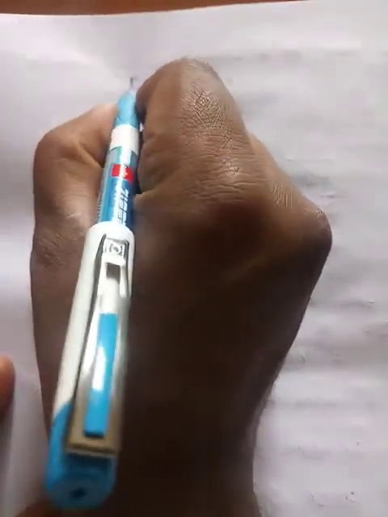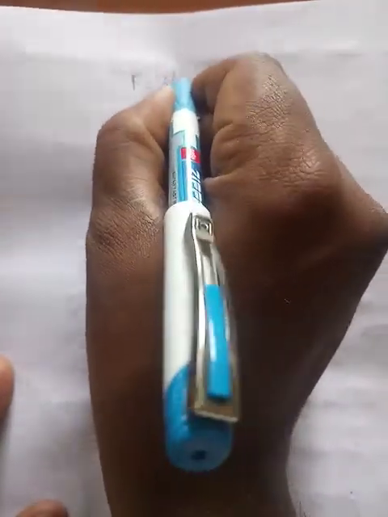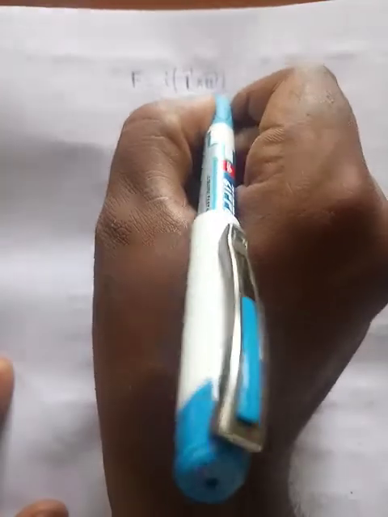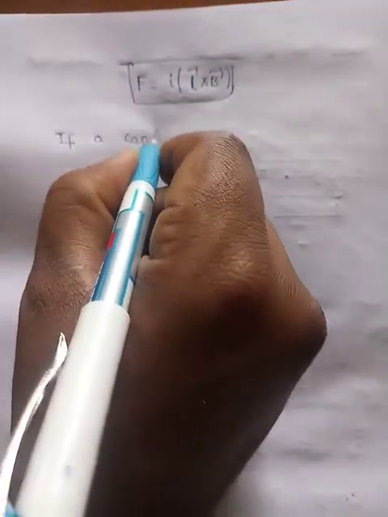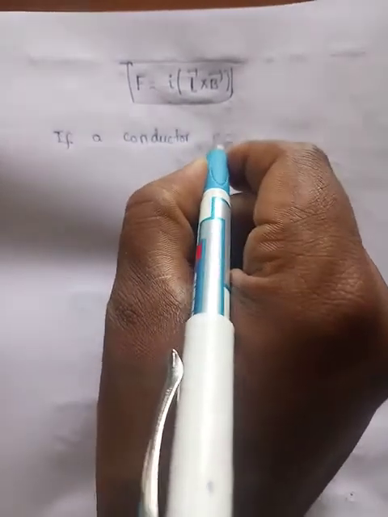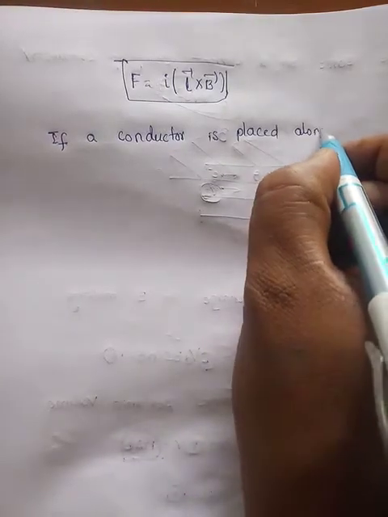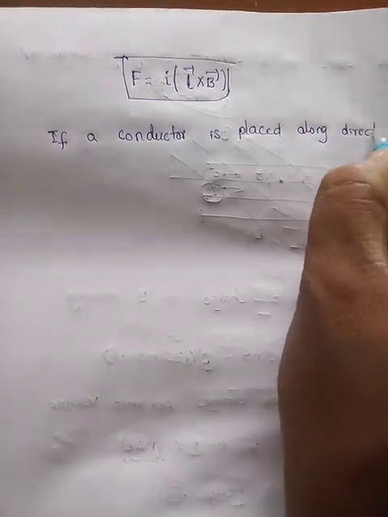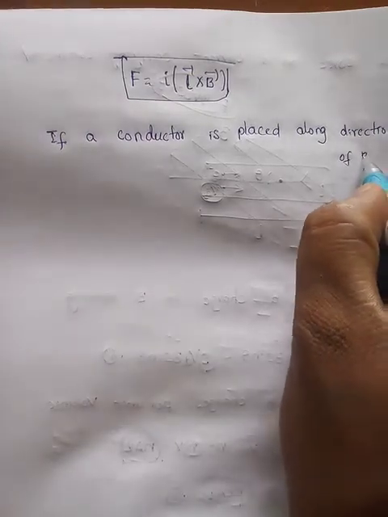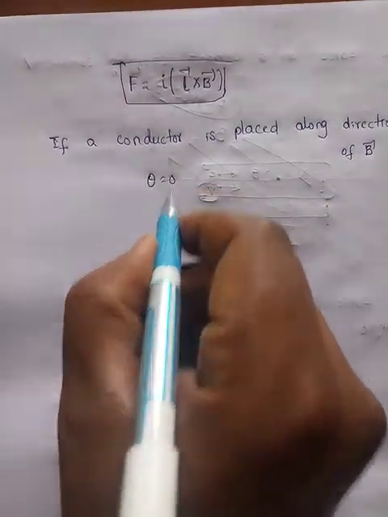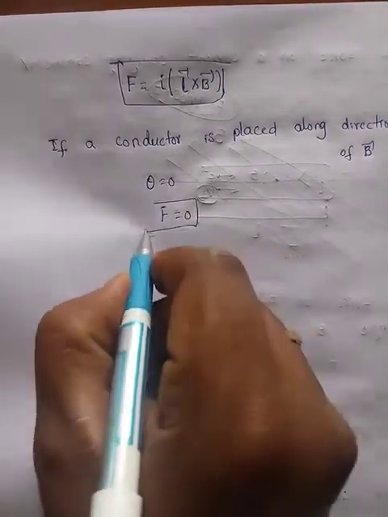This can also be written as what? Here I is a scalar quantity, so we cannot write it in vector form. F is equal to I into L bar cross B bar. If a conductor is placed along the direction of the magnetic field, then theta is equal to 0, and it experiences no force.